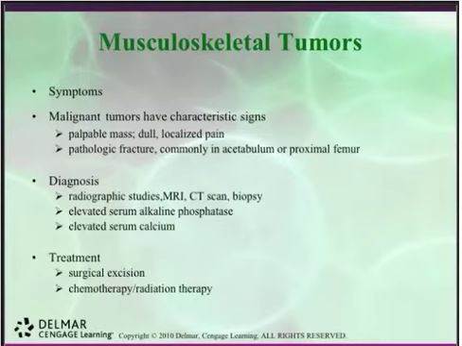Diagnosis is made with radiography, MRI, CT scan, and biopsy. Also, if there is elevated serum alkaline phosphatase, this can be an indication of a neoplasm, along with elevated serum calcium. The treatment is surgical excision and chemotherapy and radiation therapy or immunotherapy in conjunction with surgical excision. Most muscle tumors are benign, fortunately, so they tend not to spread.